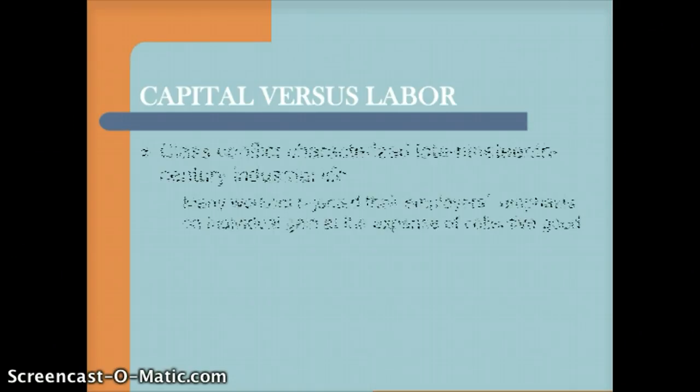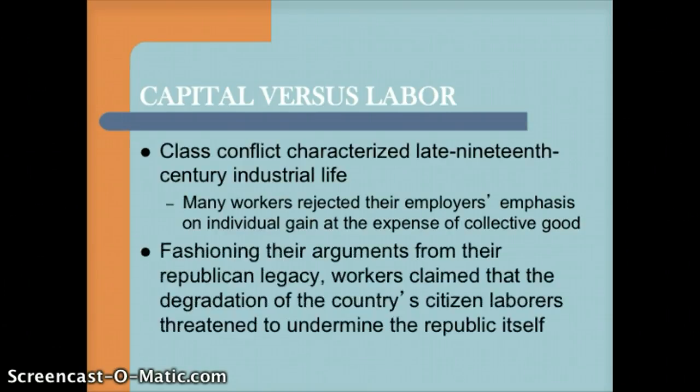Okay. Now, your textbook goes on to discuss the rise of the labor movement. We're going to take some time to go over that here in this PowerPoint. So, your book goes on to say that fashioning their arguments from the Republican legacy, workers claim that the degradation of the country's citizen laborers threatened to undermine the Republic itself.